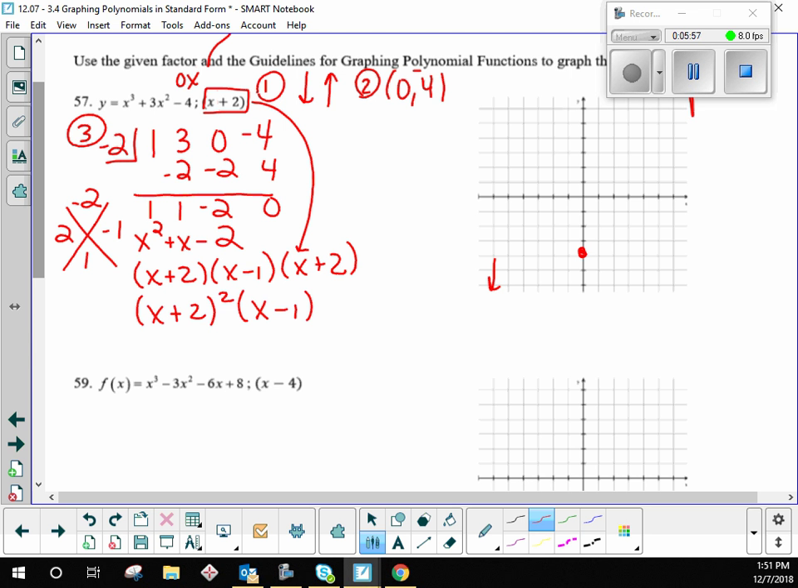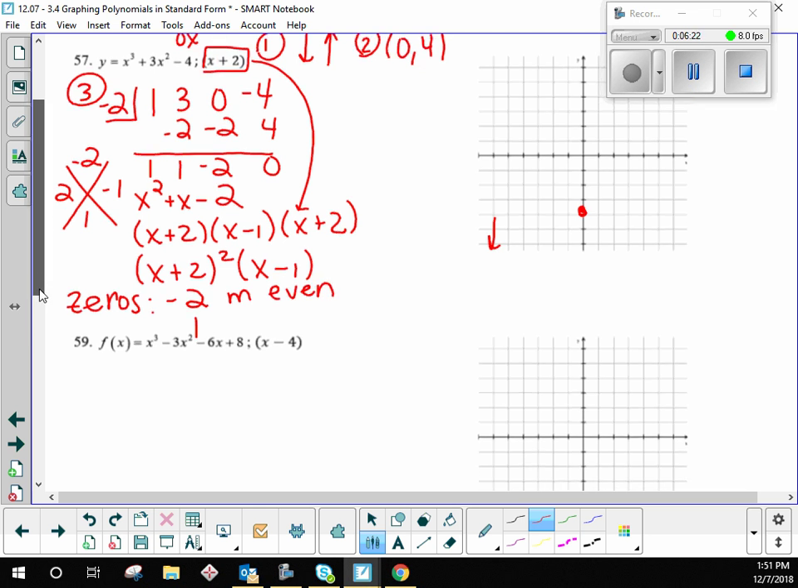So my zeros are, this factor, x plus 2, gives me a 0 of what? Negative 2. And this factor, x minus 1, gives me a 0 of positive 1. Now, how many times does this x plus 2 factor occur? Twice. Is that even or odd? Even. So the multiplicity of this 0 is even because it occurs 2 times.